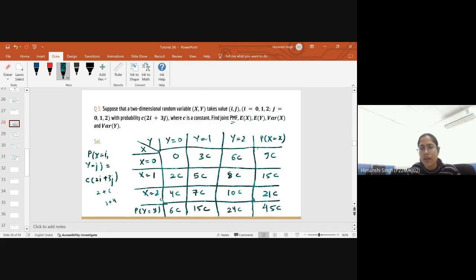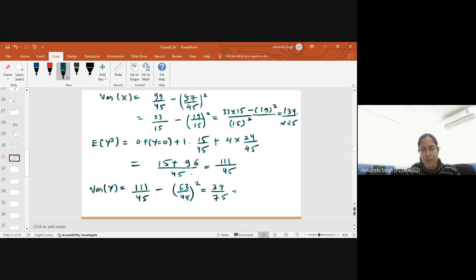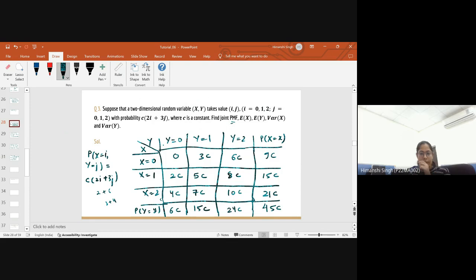All the things we have found out. We have found out the variance of X and the variance of Y. So yeah, we are done with this. Basically, what we have done is first created the probability mass function for the joint random variable. Then we found the expected value of X, expected value of Y, and their variances.